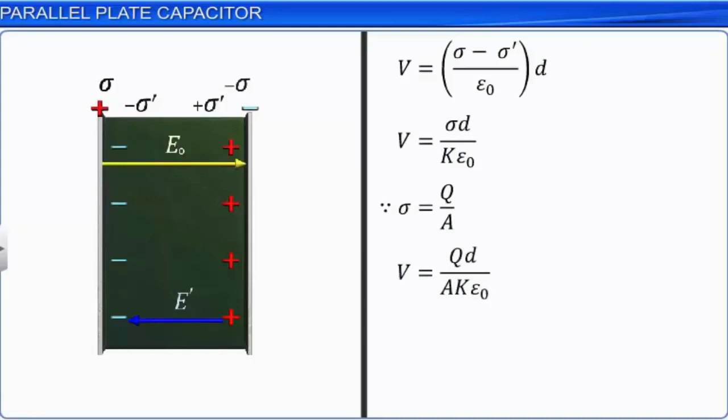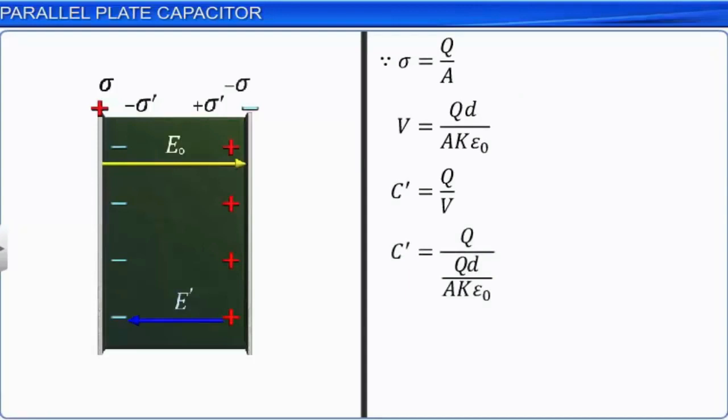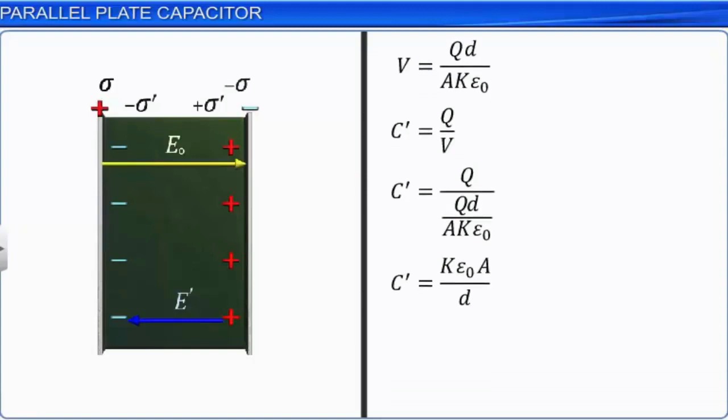Therefore, the capacitance with a dielectric medium is C dash equal to Q by V. Here, it is of importance to note that since the charging battery is disconnected, the charge on the capacitor remains constant even after the introduction of the dielectric. Now substituting value of V in the expression for C dash and simplifying, we get C dash is equal to K epsilon naught A by D. Here, the value of K epsilon naught is called epsilon, where epsilon is called permittivity of the medium.